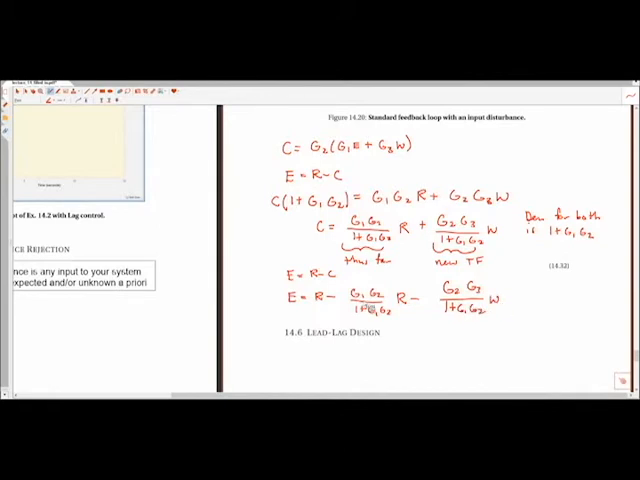So these will combine here, and then that will give me 1 over 1 plus G1 G2 R, which is what we did before. This is coming from lecture 12 when we derived this, plus then, minus G2 G3 over 1 plus G1 G2 W. All right. So this transfer function, important for project.